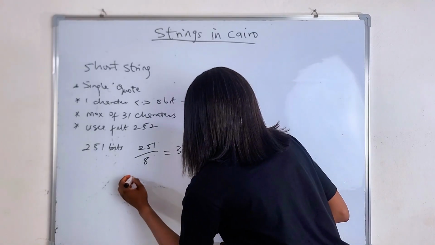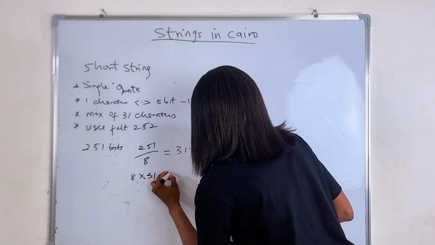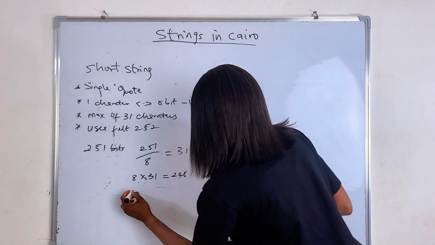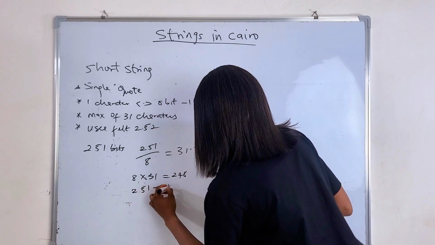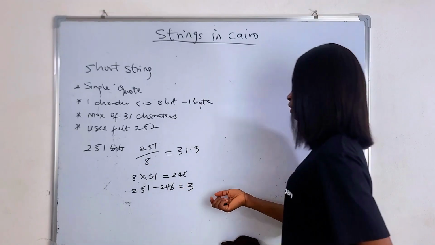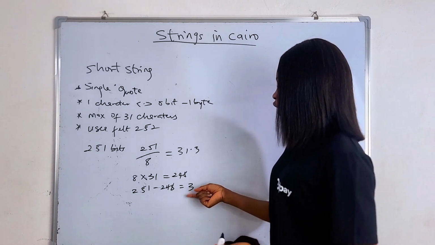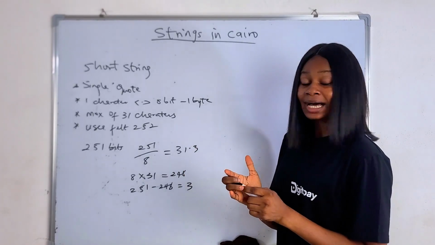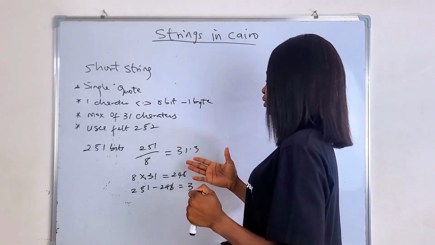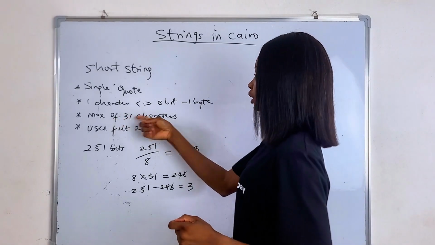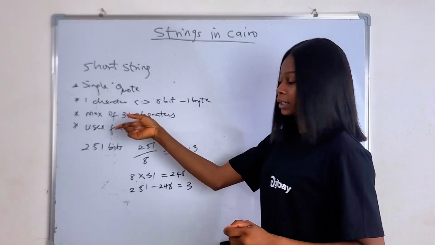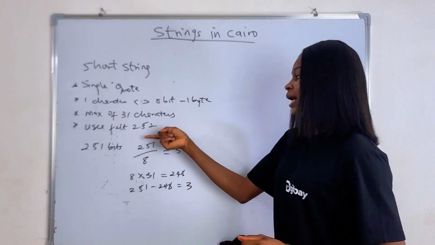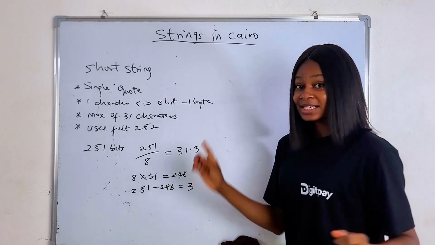So 8 times 31 gives us 248. When we do 251 minus 248, we have 3. I know that 3 is not up to 8 bits, and therefore it cannot contain an extra character, which we know has 1 byte or 8 bits. So that is why the max for a short string is 31 characters. When you exceed that, you won't be able to fit it in a felt252 comfortably, and that is why it's restricted to 31 characters. That is it for short string.